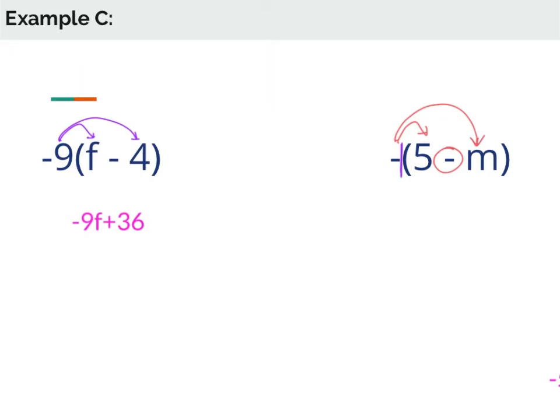So now we're going to do negative 1 times positive 5. Negative times a positive is a negative. That's going to give me negative 5. And then negative 1 times negative m, and negative times a negative is going to give me a positive m. And I don't have to write 1m, I can just write m. So my answer is negative 5 plus m.